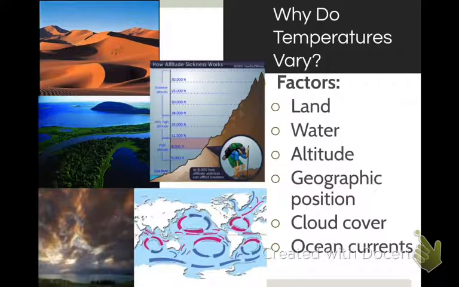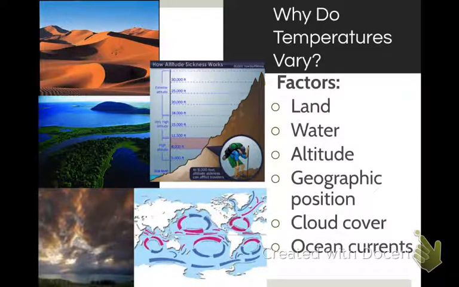You don't need to write this down, but if you think about it, temperatures vary all over the world or even within a single state. And the reason why is because of land and water, the difference in how they heat. We've talked about altitude. The higher up you go, the cooler it gets. Geographic position, we've already talked about that. If you're closer to the equator, you're warmer because you have more direct light. If you're closer to the poles, you're colder because you have indirect light.